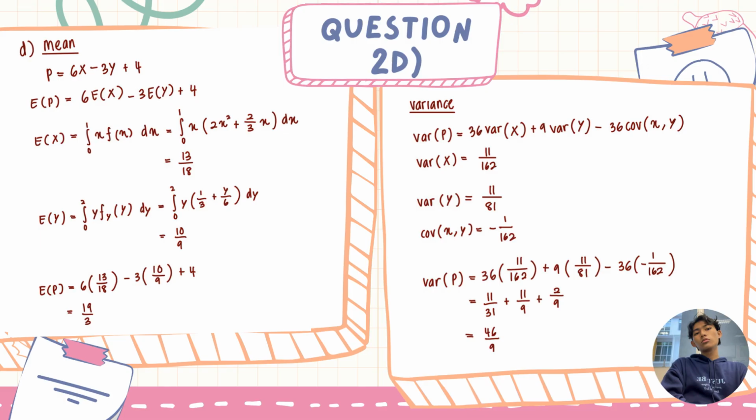For the variance of P, we need to use the variance formula for linear combinations. Variance of P equals 36 variance of x plus 9 variance of y minus 36 covariance between x and y. After calculating the variance of x, variance of y, and the covariance between x and y and substituting them into the formula, we obtain that the variance of P is equal to 46 over 9.